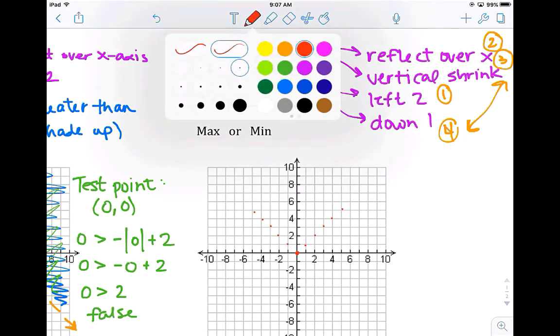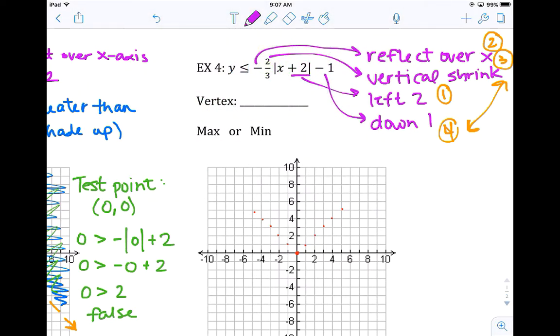Okay, so instead of it being at 0, 0, we're going to move it left 2, and we're going to reflect it, and we're going to move it down 1. So our vertex is going to start right there at the point -2, -1. And we know that that graph is going to be opening downward because of the reflection.